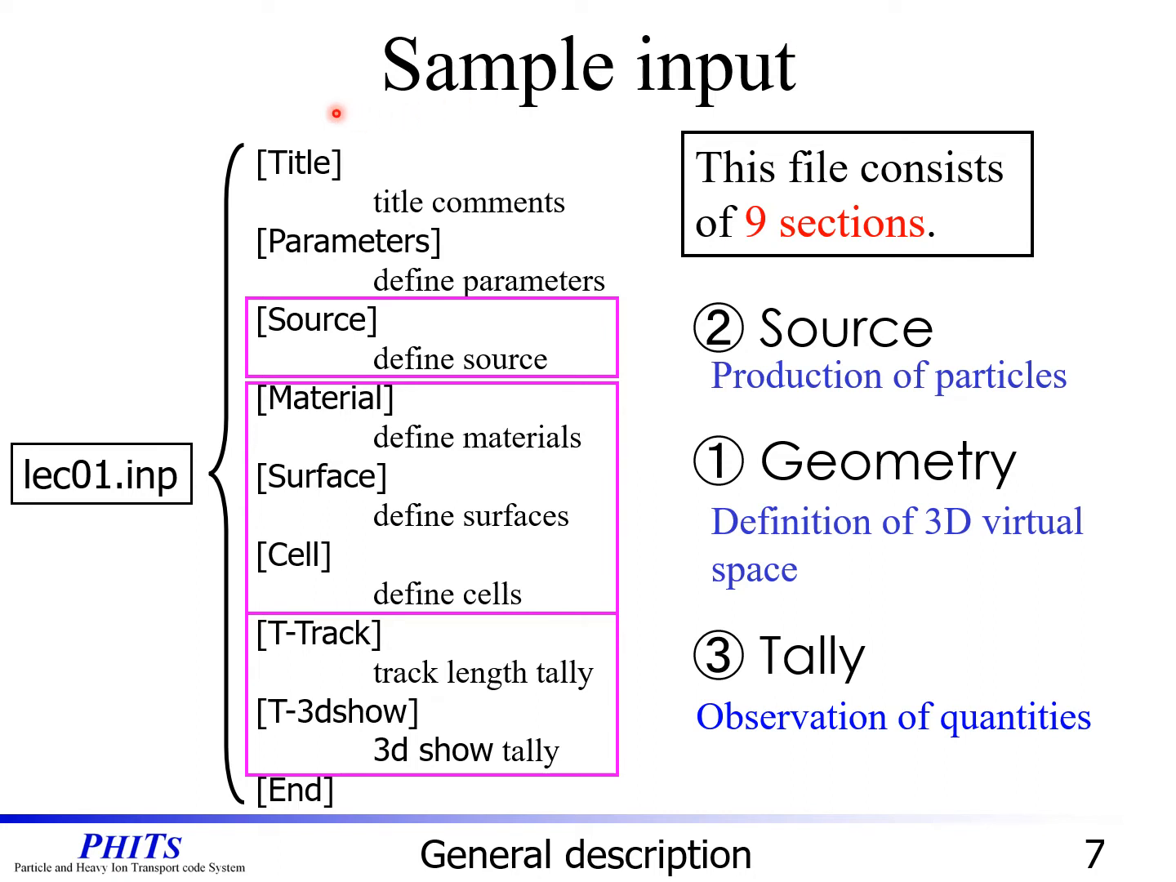This slide shows the configuration of the sample input of Lec 01.INP. This input file consists of 9 sections. The material, surface, and cell sections define the 3-dimensional virtual space. The source section defines the production of particles. The track tally and 3D show tally define the observation of quantities.